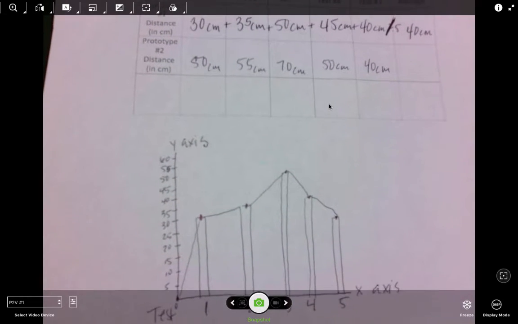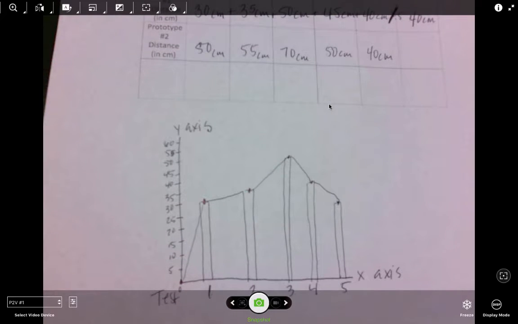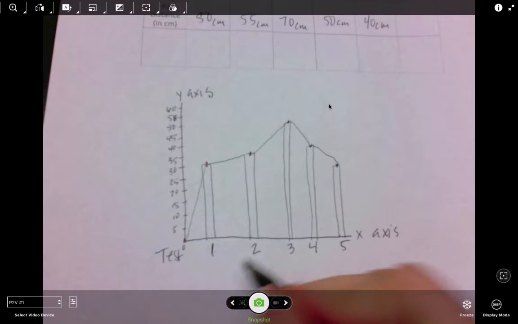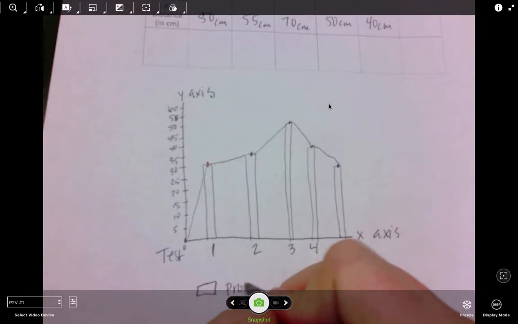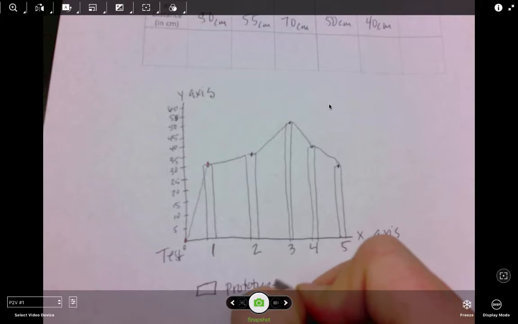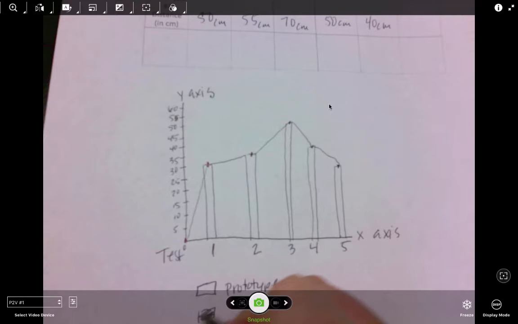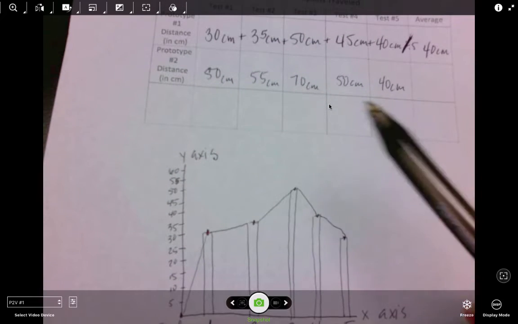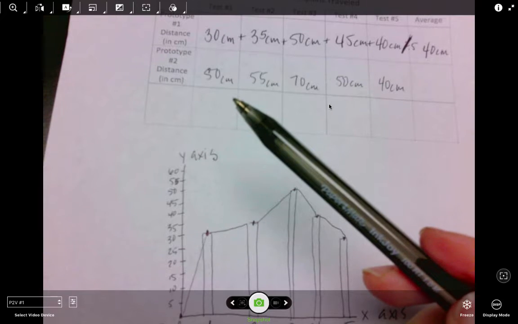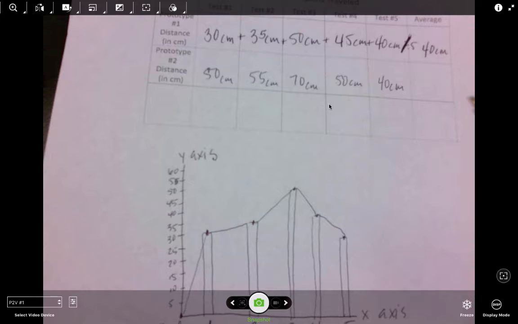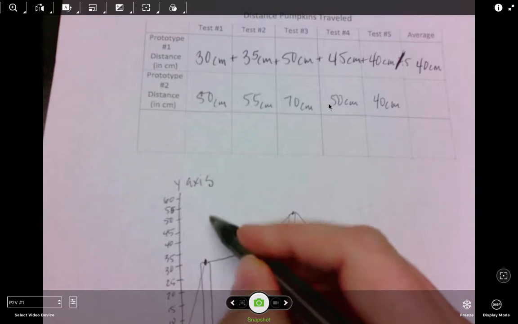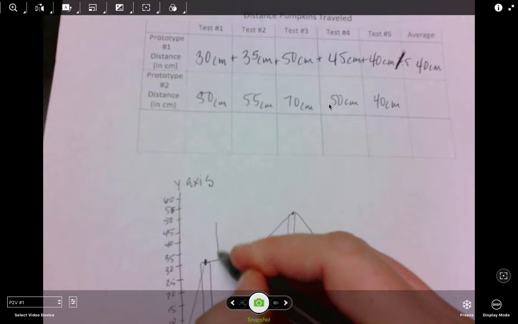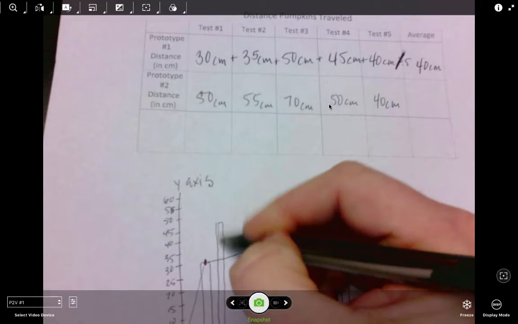You guys can do line graphs, but you'd have to use different colors, so I'd have a key. Or you can do a bar graph, so I'm going to do a bar graph, and my key is this: the open ones are prototype 1, and any bars that are colored are going to be prototype 2. When I look at my next data, my test 1 is 50 centimeters. So I will go to 50 centimeters, put it over here, and then color this in.